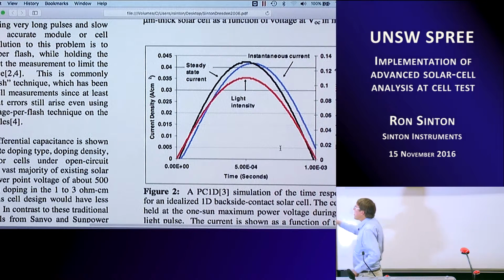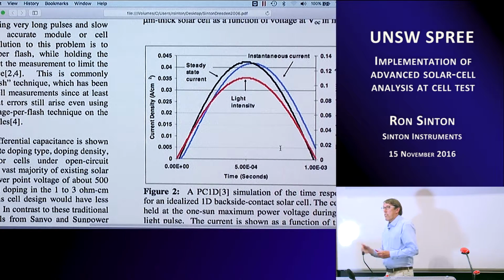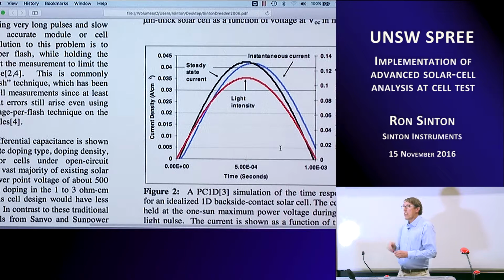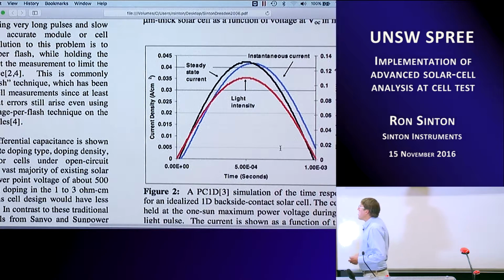And what you should notice is that the blue is the current that you would get out of this solar cell as a function of time with this 1 millisecond flash. And you can see that at every light intensity, the blue line, the current, is phase delayed from the light. So on the rise time, you would have a much lower current at the same light intensity as on the falling side of the light intensity, where you would get a much higher current.